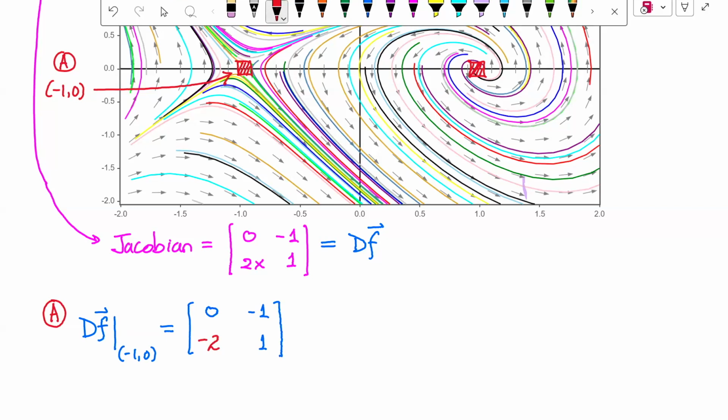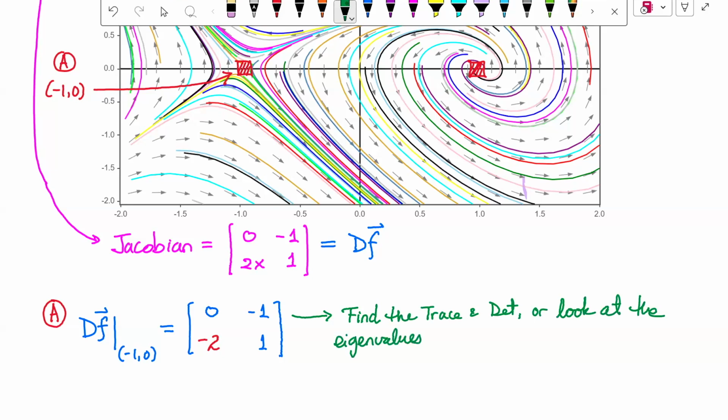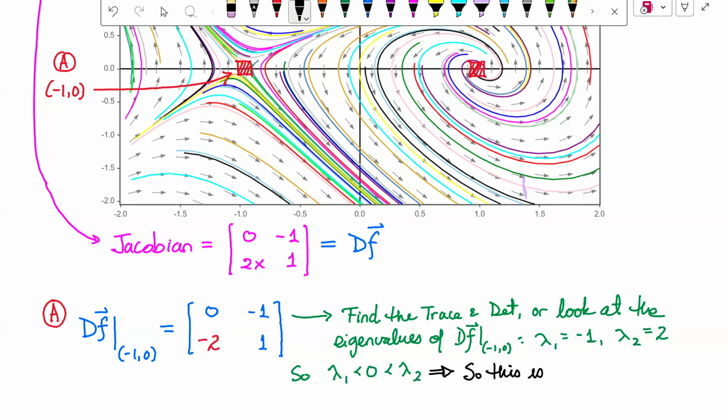Now, the behavior of our nonlinear system can be well approximated locally by this Jacobian times vector x. Now we can use this Jacobian for our linear analysis. We can either look at the trace and determinant, or we can find the eigenvalues to tell us what type of equilibrium point (-1, 0) is. In this case, I have eigenvalues -1 and 2, so one is negative and one is positive. This immediately indicates that this equilibrium point is a saddle point.